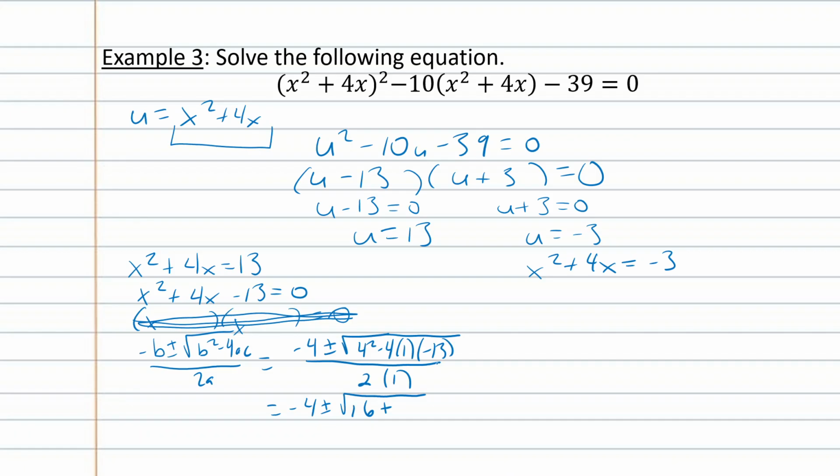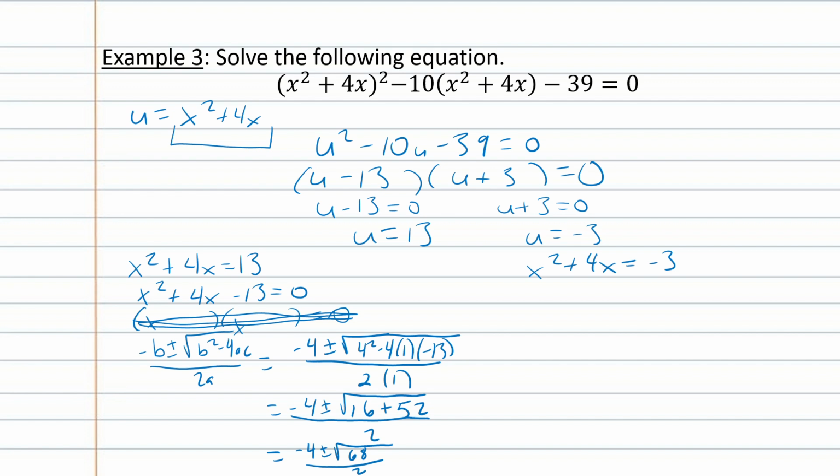Ooh, ain't done that one in a while. That's what, 52? 4 times 13, 12, all right, all over 2. Let's see if we can simplify it any more here. Let's see, 16 plus 52 is what, 68, all over 2.